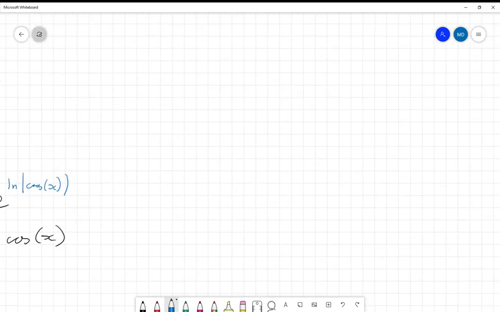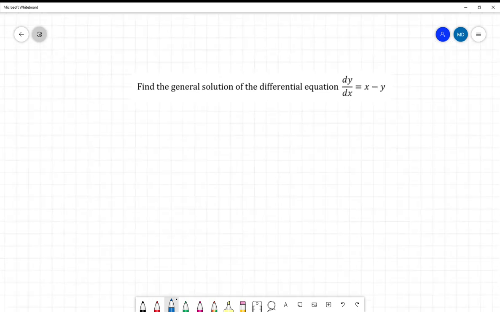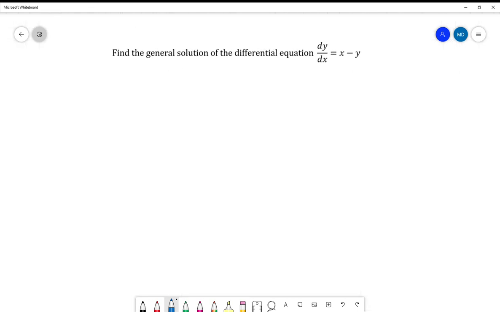Okay, so let's have a look at our next one. Find the general solution of the differential equation dy by dx is equal to x minus y. Now this isn't in the form we want. The form we want is dy by dx plus p of x y is equal to q of x.